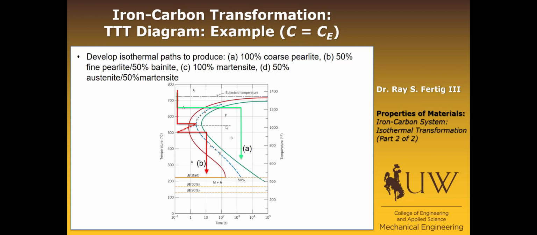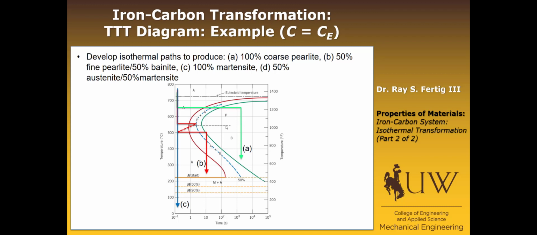Okay, that was the hardest one. Now the 100% martensite is very easy. We just need to rapid cool down to some temperature, probably room temperature, over a very short period of time, considerably less than 1 second. That will give us 100% martensite.